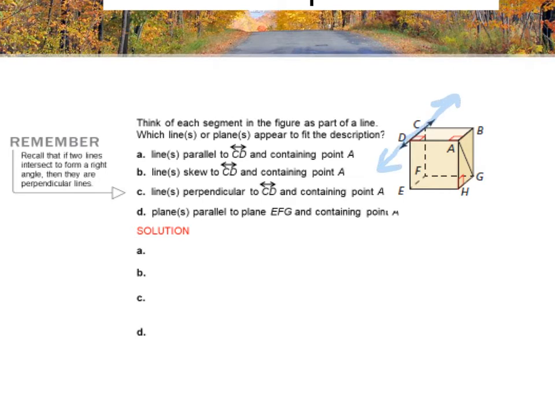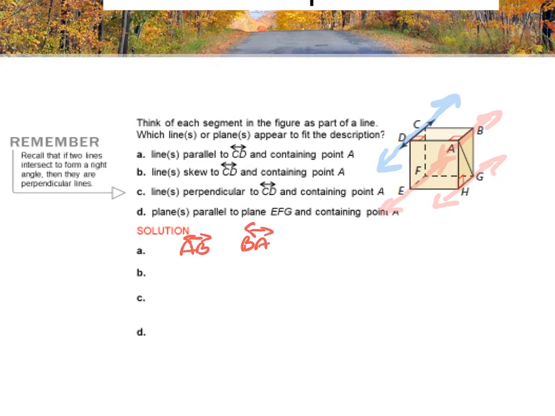So I'm looking for lines that would be parallel, but they also have to include point A. Now, let's just look for some parallel ones first. I could show that this one down here is parallel, and so is this one. However, the only one that is parallel to CD that contains point A would be line AB. So AB answers the question. You could also name this as BA.